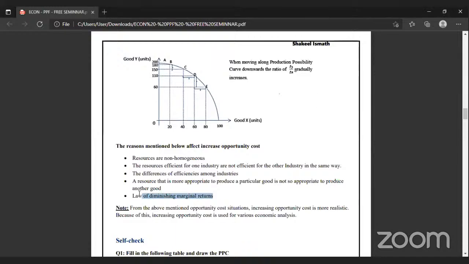Law of diminishing marginal returns, already you have studied. You know, for example, if I continue another 2 hours, what will happen to my voice? This is what we call law of diminishing marginal returns. The same thing will happen if the labor is coming from one industry to another industry. Automatically, they will be fed up, right? They will be fed up.